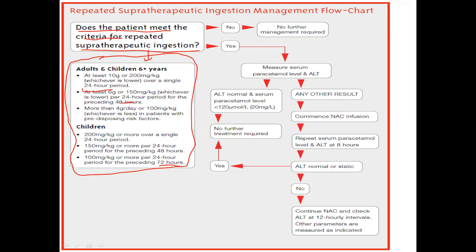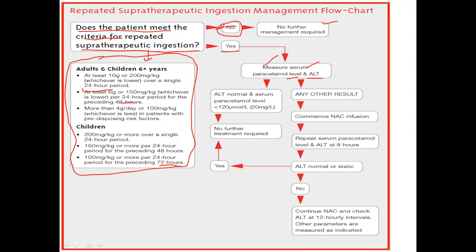So once the patient comes under this category, first thing you have to do: suppose he has not taken repeated supratherapeutic injection, means no management, he does not belong to this chart. Suppose the patient has taken repeated supratherapeutic injection, then you will take the patient to the hospital, measure the serum paracetamol level and check the ALT, check liver function.